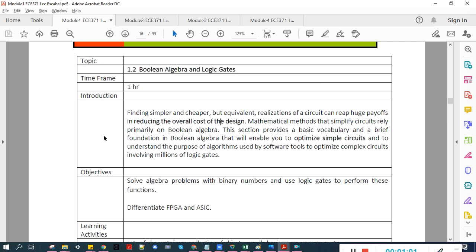simplify or reduce the circuit. You need to optimize the circuit to use fewer components, use simpler components. It's because we want to reduce the overall cost of our design without affecting the functionality of the circuit. We try to reduce the cost.